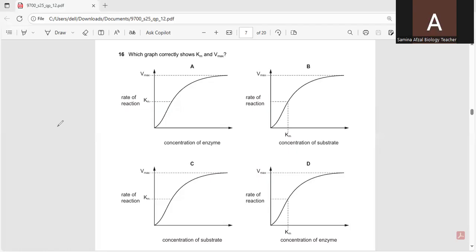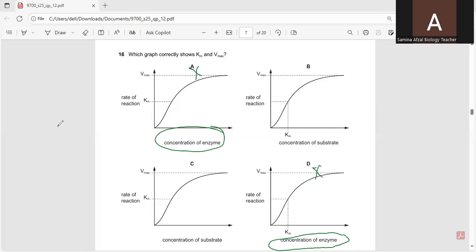So according to this, graphs A and B are showing the concentration of enzymes. This is not the relationship we need. So this is the rate of reaction and the concentration of substrate, so the graph should be between them. According to this, graphs A and D are incorrect for defining Michaelis-Menten and V maximum. So A and D are not the correct graphs.